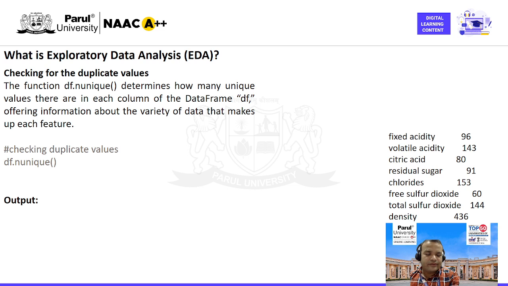After I execute this code, we get the answer: fixed acidity 96, volatile acidity 143, citric acid 80, residual sugar 91, chloride 153, free sulfur dioxide 60, total sulfur dioxide 144. Density has 436, pH 89, sulfates 96, alcohol 65, and quality only 6. So df.nunique() determines how many unique values there are in each column of the data frame.